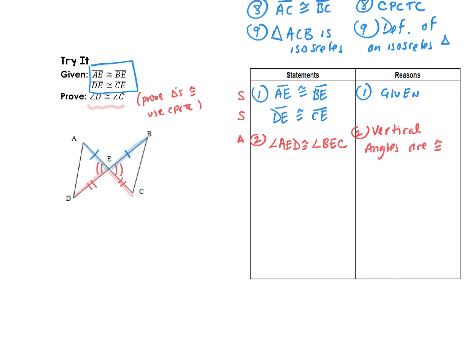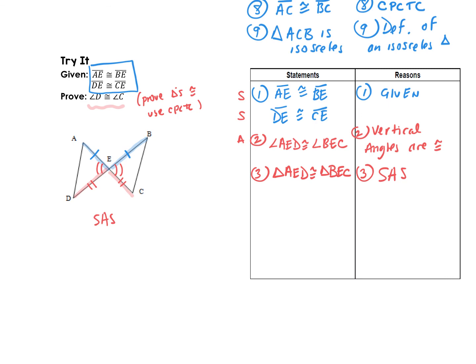Okay, don't worry about the order of the things in your actual proof. Go to your picture and notice that it's side, angle, side. So in step 3, go ahead and say triangle AED is congruent to triangle BEC. So notice that change in symbol from angle to triangle. And these two triangles are congruent by side angle side.